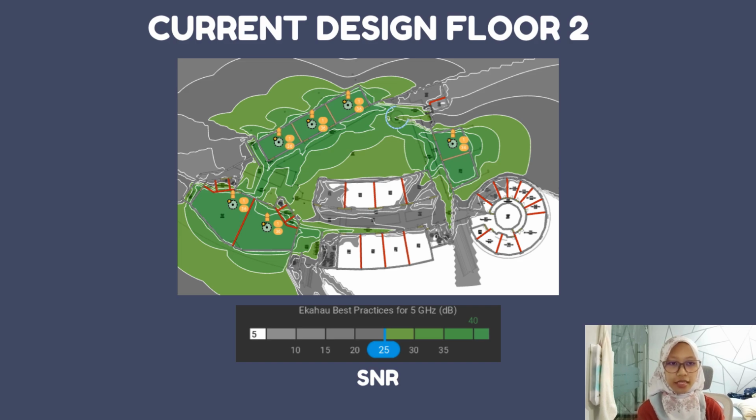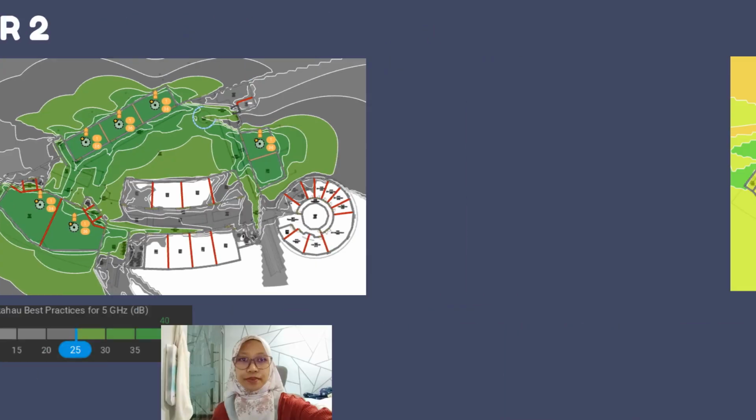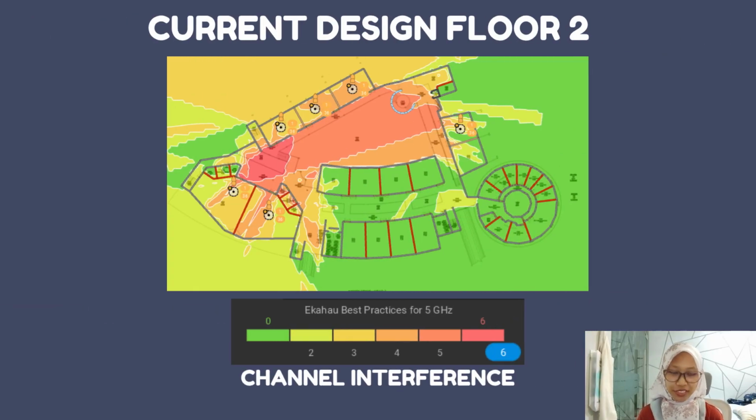Next, for SNR, the current design already shows some good green areas, especially near the access points. However, some areas still have lower SNR because the signal is weaker or affected by distance and obstacles, such as walls. A high SNR means the Wi-Fi signal is clearer compared to the noise or interference in the environment. Next, for floor 2 channel interference, the current design shows several yellow, orange, and red areas. These colors indicate that some areas experience high interference. This can happen when nearby APs use the same or overlapping channels. High channel interference can reduce network performance even when signal strength looks acceptable.